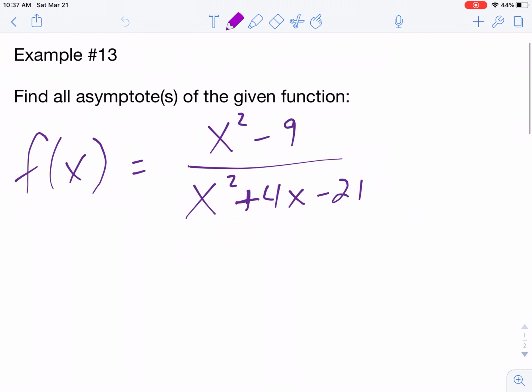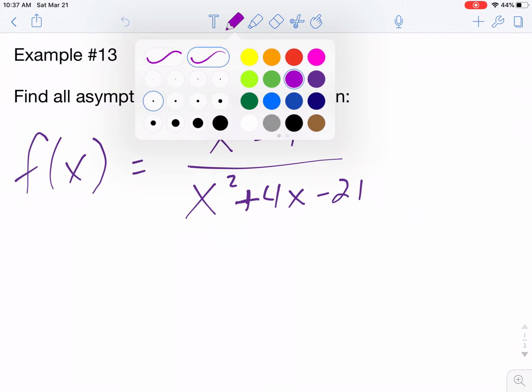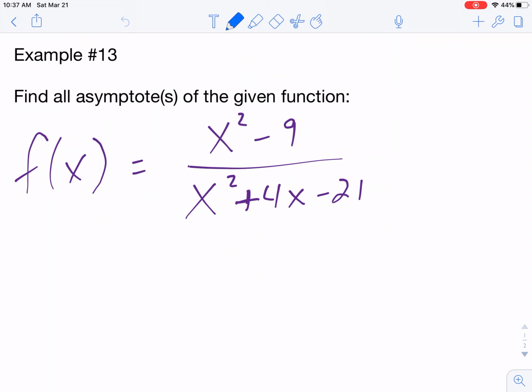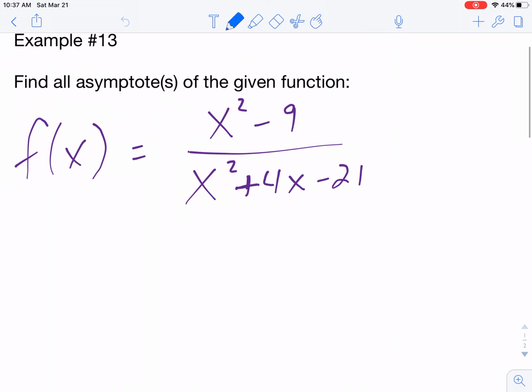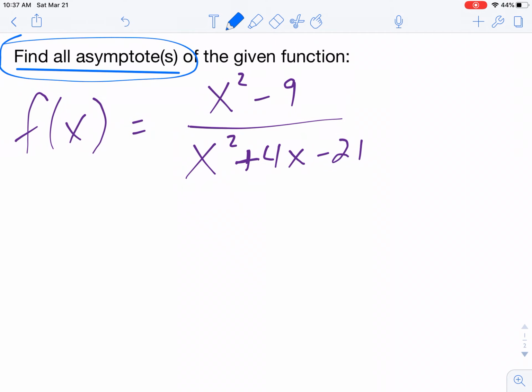Okay, so here's the final example for section 4.5. And this is the type that generally I would include on a test because it covers all of the asymptotes. See, the way I phrase this one is find all asymptotes of the given function. So I like to do vertical asymptotes first. You can do horizontal first if you want. It doesn't matter to me which order you go in.